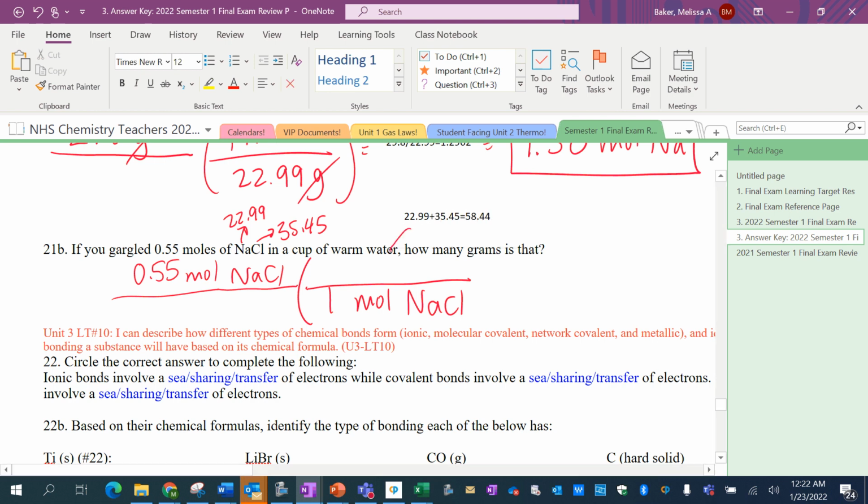That's 58.44 grams. Multiply across the top, divide by the bottom. Answer, 2 significant digits, 32 grams of NaCl.